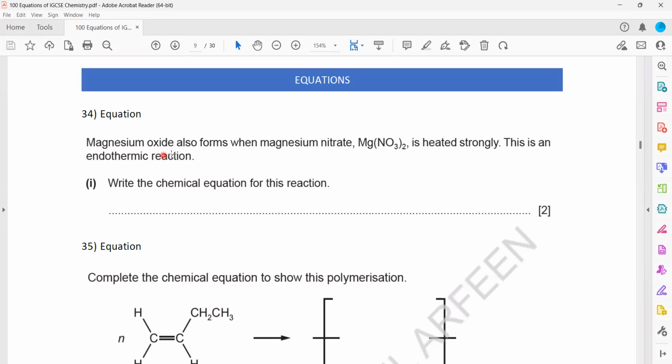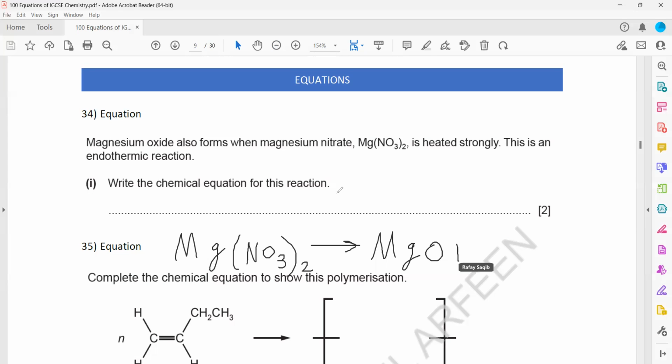The first one is magnesium oxide also formed when magnesium nitrate is heated strongly. This is an endothermic reaction. So if we heat magnesium nitrate strongly, first, what will be the product? Whenever metal nitrates from calcium till copper are heated, they produce metal oxide plus nitrogen dioxide plus oxygen. These are the products. So you have to remember the thermal decomposition of a metal carbonate, especially from calcium till copper.